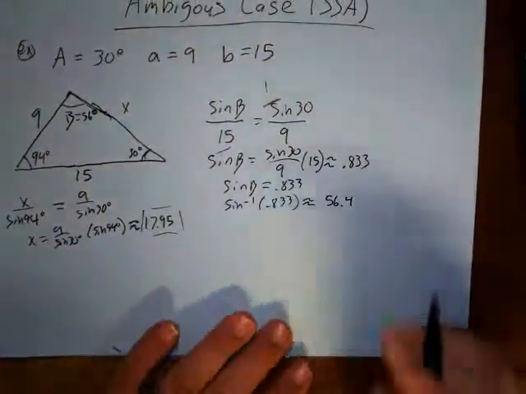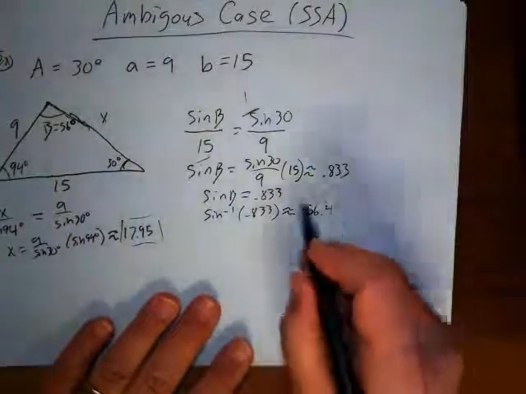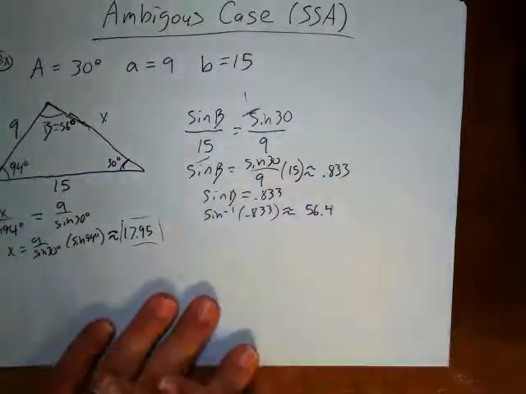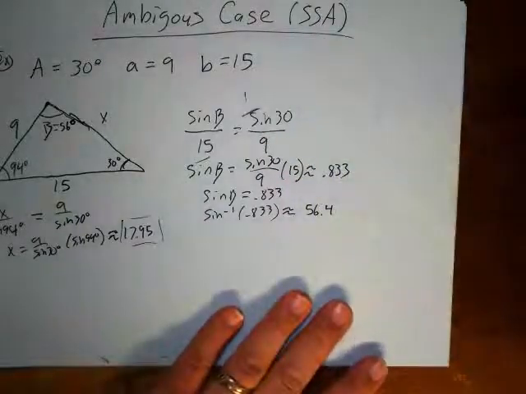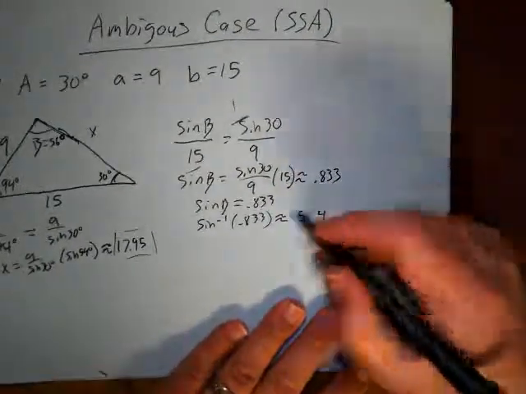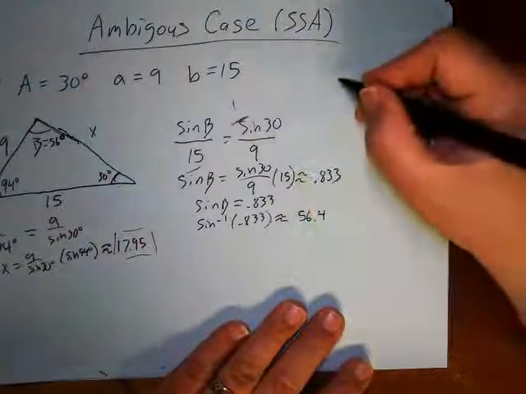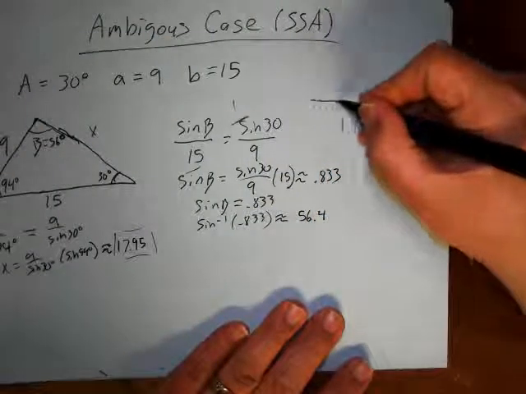Except, when I solve this equation, remember that for the sine there are actually two possible angles between 0 and 180 that will give me 0.833. Let me draw the unit circle here.